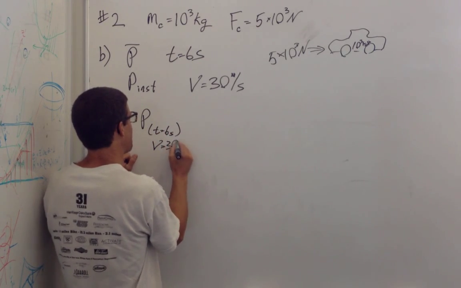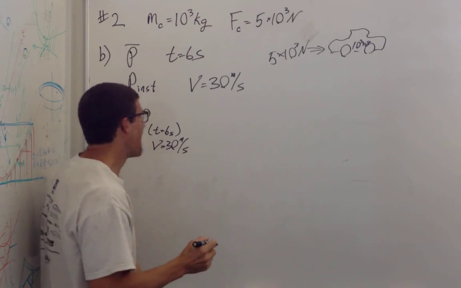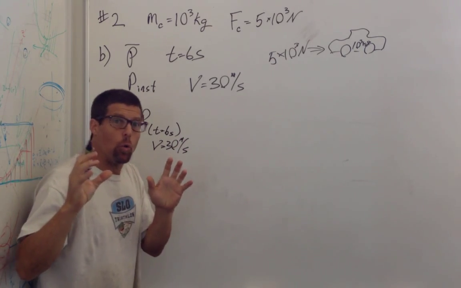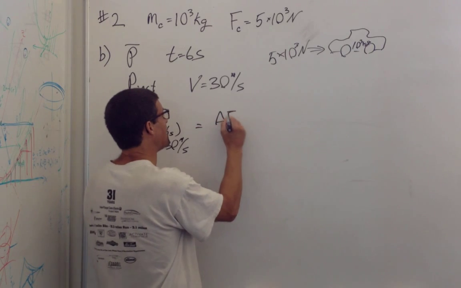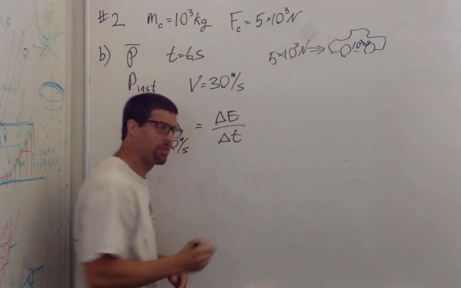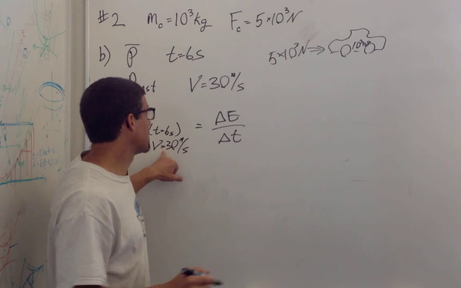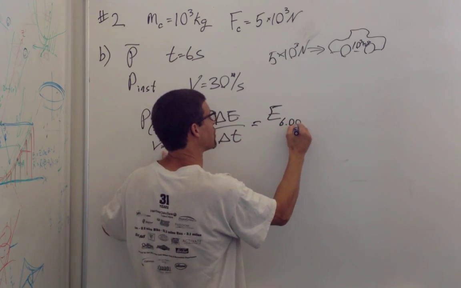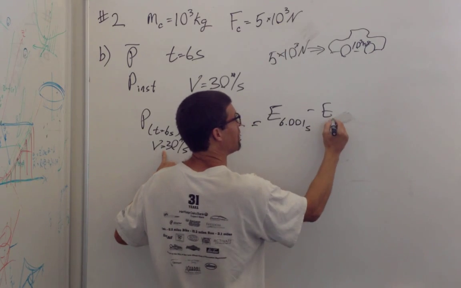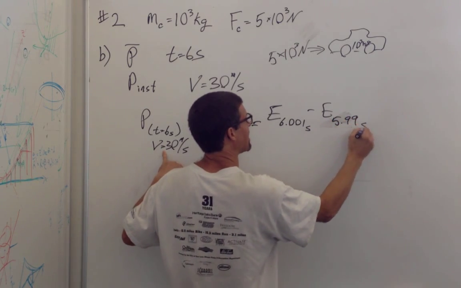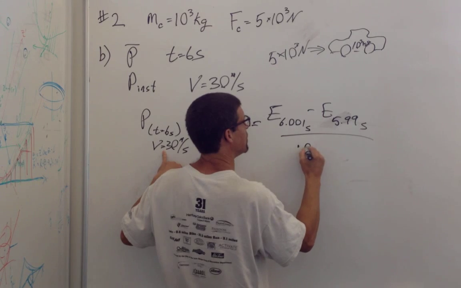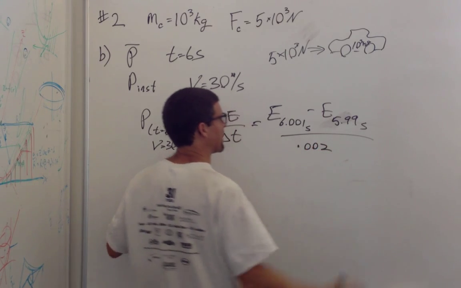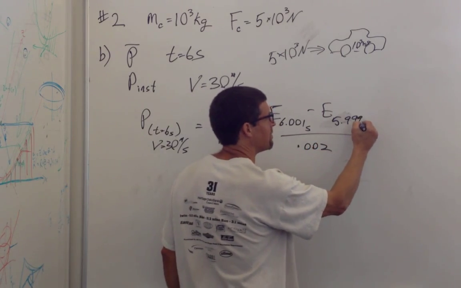Now for the instantaneous power, that would be the power output at t equals 6 seconds, when velocity is equal to 30 meters per second. Right? And what we could do is we could just say this is a change in energy over the change in time at that 6 seconds. So that would be equal to the energy at 6.001 seconds minus the energy at 5.99 seconds divided by 0.002 seconds. One more 9.